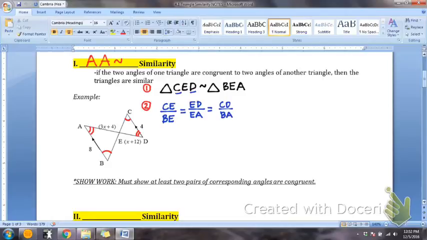This step right here, students are going to want to skip, but you are not allowed to skip it. You have to write your proportions. Notice we didn't even look at our diagram when we were writing these proportions. I would not look at the diagram. Look at just your similarity statement. So step number 3 then is to plug in the values for each of these segments.